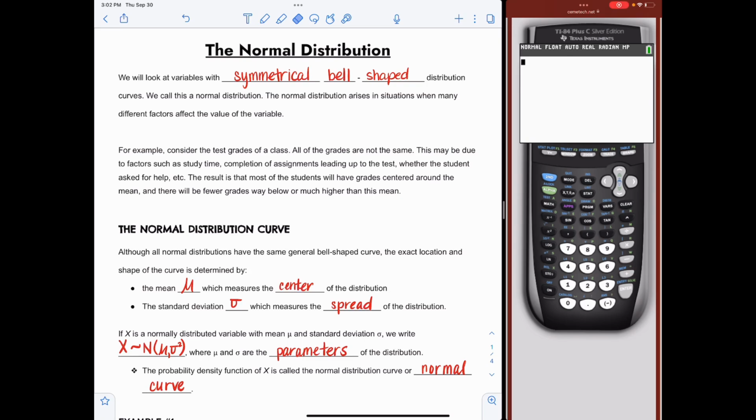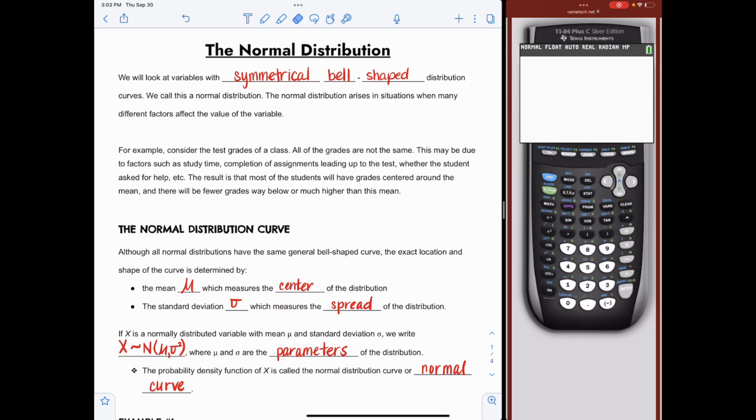Today we're going to talk about the normal distribution. So we are going to look at variables with symmetrical bell-shaped distribution curves. These curves are what we call a normal distribution, and it arises in situations when many different factors can affect the value of a variable.